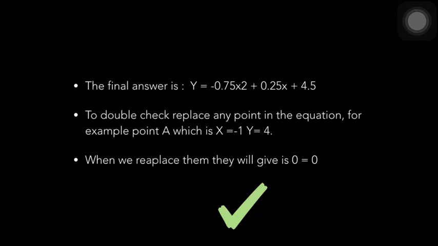And also for checking and double checking my answer, I'm going to plug in a point that I didn't use, like point A, which is x equals negative 1 and y equals 4. And then I'm going to replace them to give me 0 equals 0.